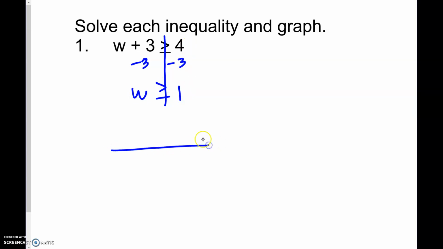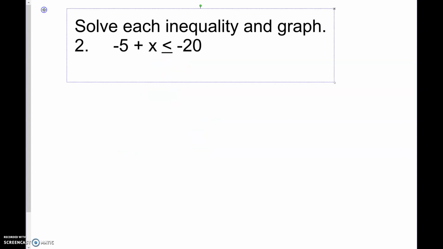Now, it is also my understanding that you guys did these last year, so I'm going to fly through some of these. If you need to pause the video and come back and review, you certainly can. All right, so we've got our 1 and our 0. Because we have the line underneath, I'm going to have a closed circle. And now that says any number greater than goes to the right.